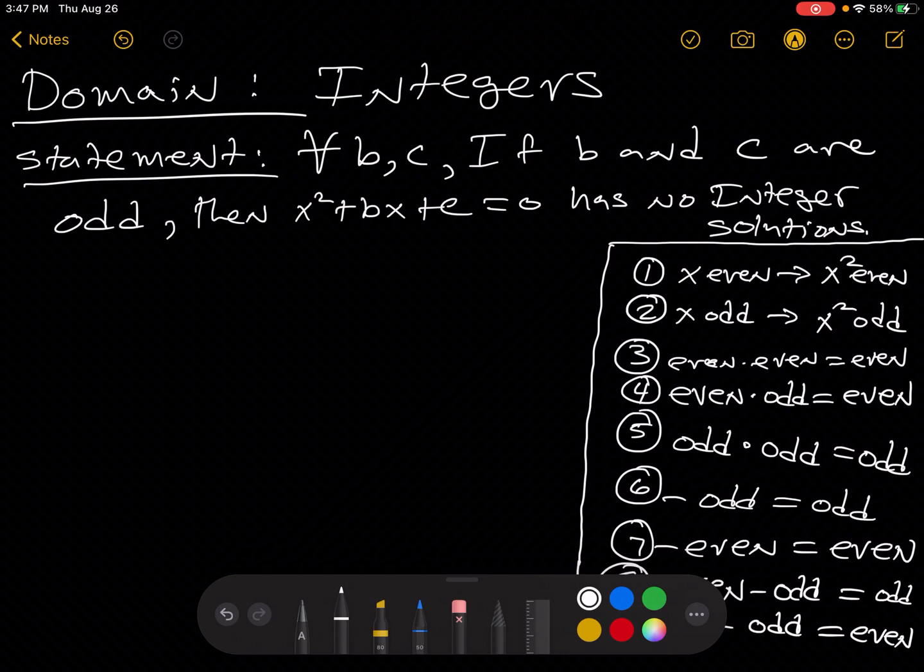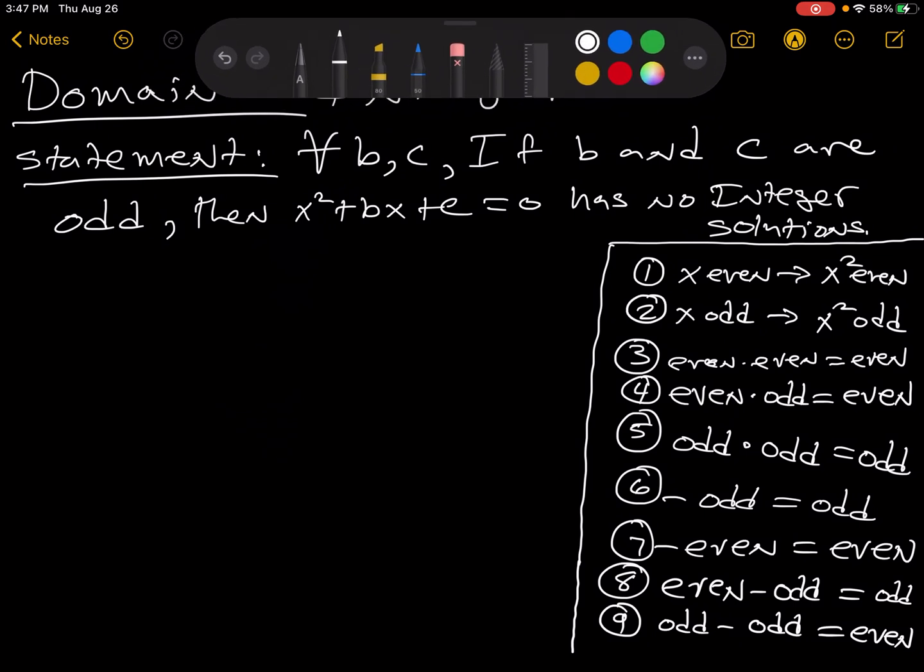In this one, I'm going to prove that if b and c are odd integers, then x squared plus bx plus c equals 0 does not have integer solutions. Now our domain is the integers. All right, to prove this, I'm going to need all of these facts that I have off to the side.